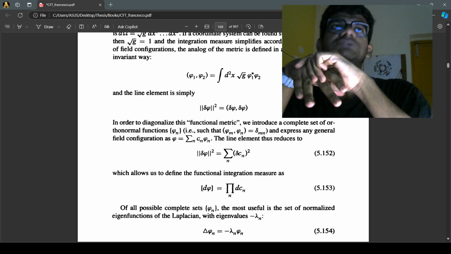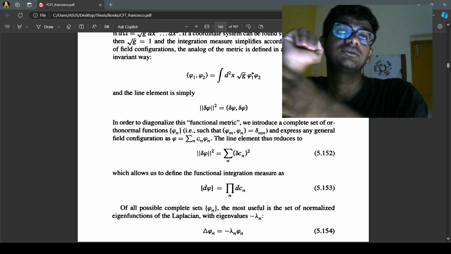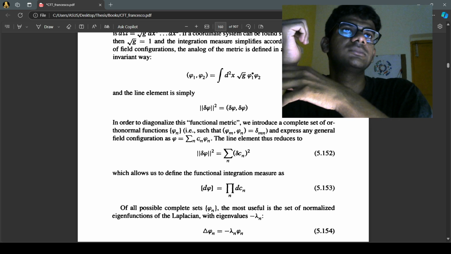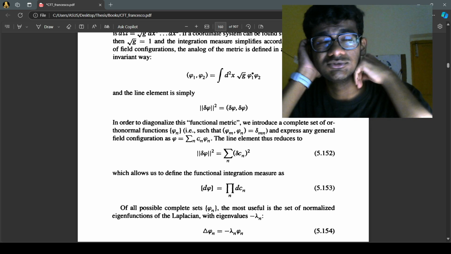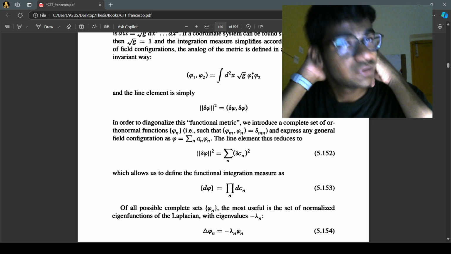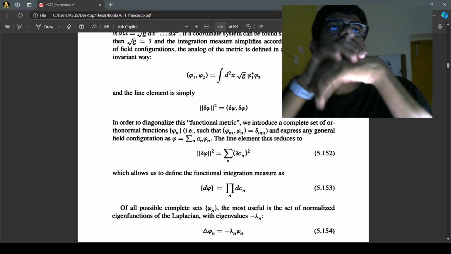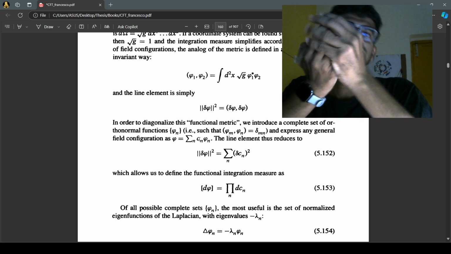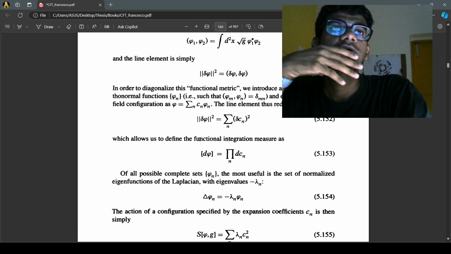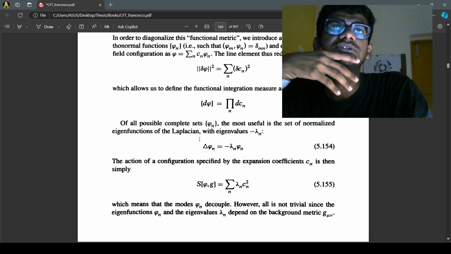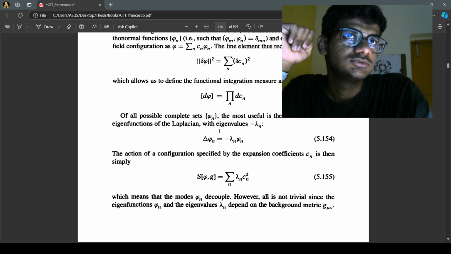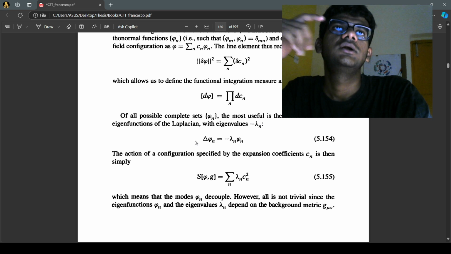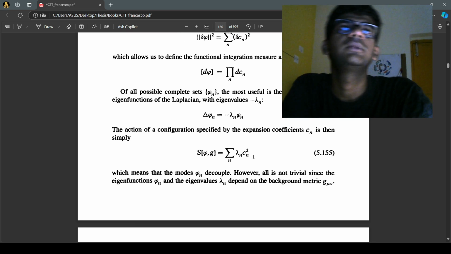These are not finite dimensional, definitely. Mostly infinite dimensional, that's what the whole problem is about. The line element thus reduces to delta cn squared, and the functional integration measure is the product of dcn. Of all possible complete sets phi n, the most useful is a set of normalized eigenfunctions of the Laplacian with eigenvalues minus lambda n: delta phi n equals minus lambda n phi n.